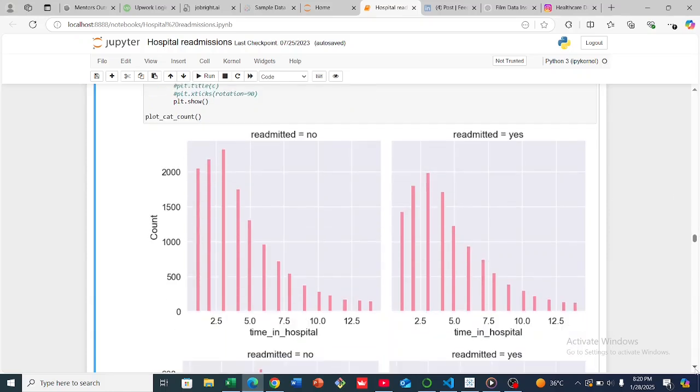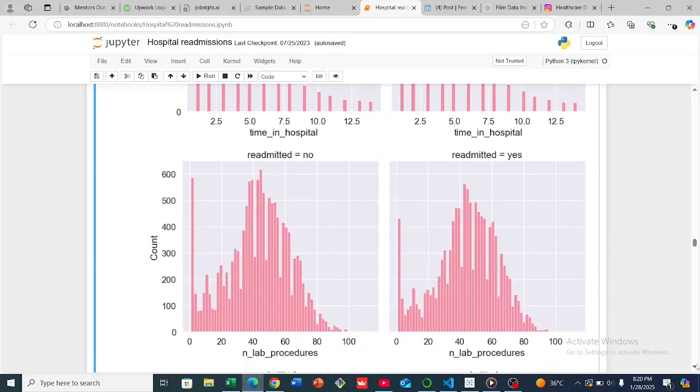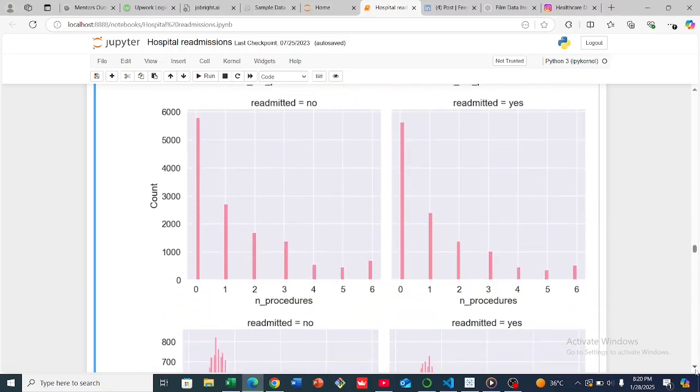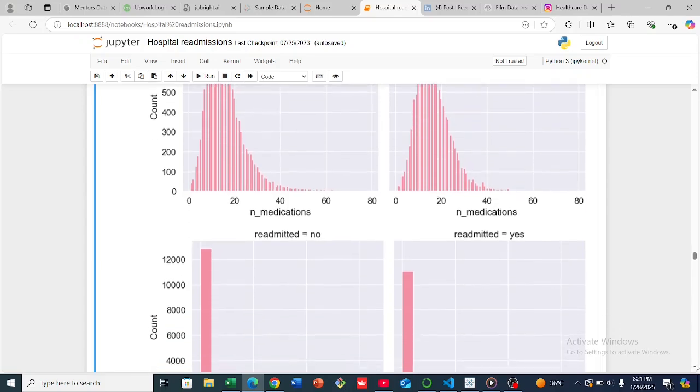Okay, if you look at this graph, you will see our time in hospital for patients that were not readmitted, and you can see that it looks similar to our time in hospital for patients that were readmitted, right? If you also look at the number of lab procedures, the graph for those that were not readmitted takes the same shape as the graph for those that were readmitted. If you also look at our number of procedures, you can see the same thing, and number of medications, same shape in our graph, and so on.